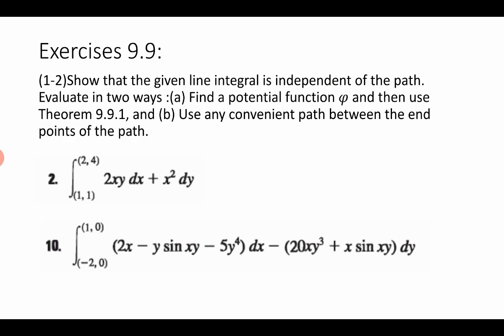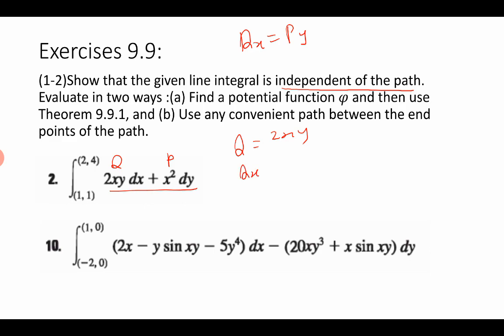Now the exercise starts. Question number 1: show that the given integral is independent of the path. If it is a two-dimensional case, you can easily check that Q_x should be equal to P_y. Here this is Q, this is P. Let's try first. What is Q?